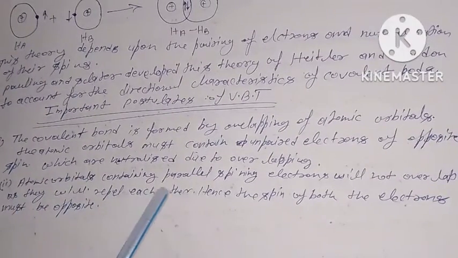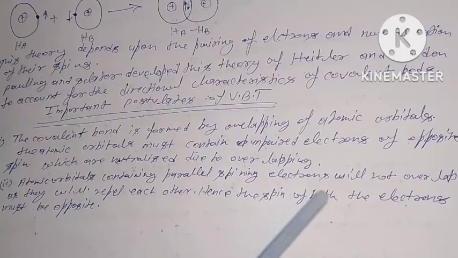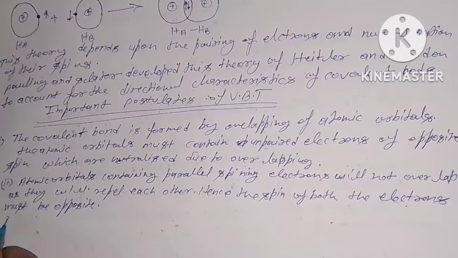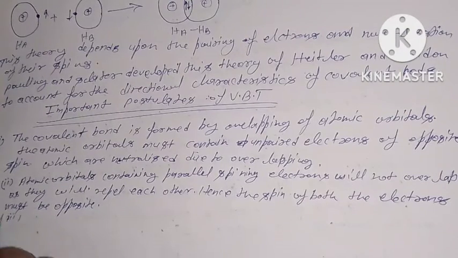Atomic orbitals containing parallel spinning electrons will not overlap, as they will repel each other. Hence the spin of both the electrons must be opposite. Okay. Third point.